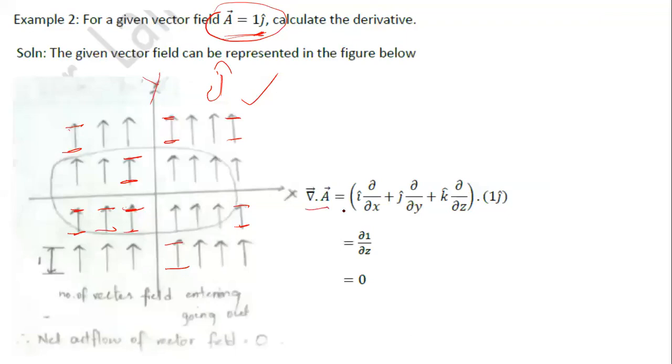Like this, divergence of this, del operator operating on this 1 j. Then what you have is i dot j is 0, j dot j is what? Del of 1 upon del y, actually. There's a typing mistake here. Del of 1 upon del y will be 0 because 1 is constant. k dot j is 0.